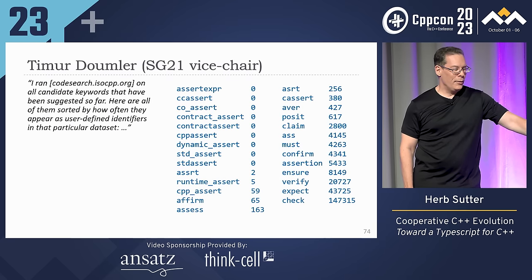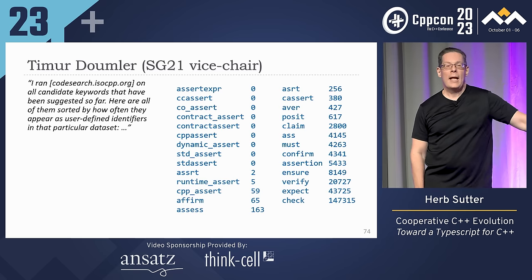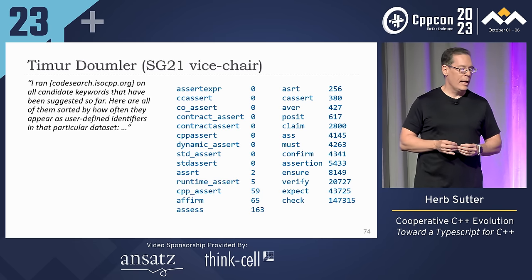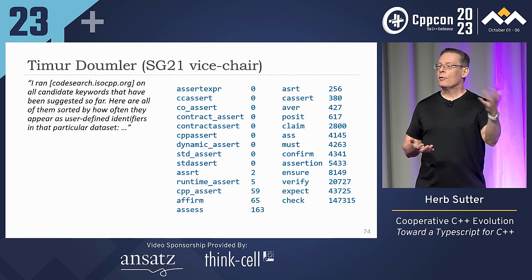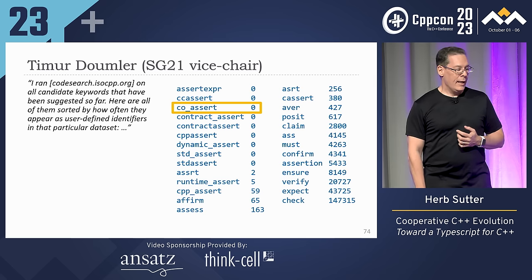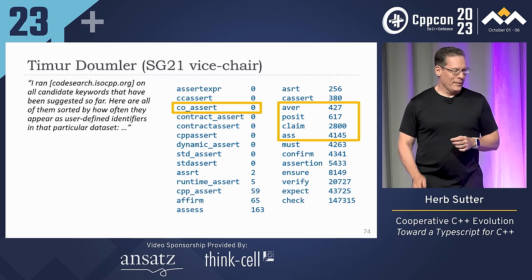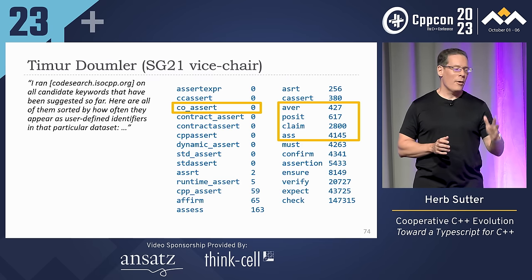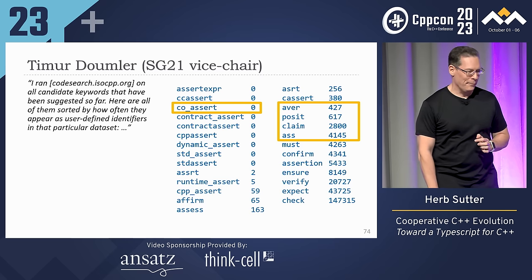And here are the examples that Timur Dumler, thank you, Timur, for letting me use this, went through and actually did a code search in a body of code that we use a lot on code search, isoCPP.org, which is a big body of open source code, and see how often certain words are used. You see, we actually do our homework to try to make sure we don't do breaking changes. One of my favorites. Moving right along, here are ones that are verbs, some of them pretty baroque, but they're also nouns or short forms of nouns, and I won't even pronounce the fourth one.